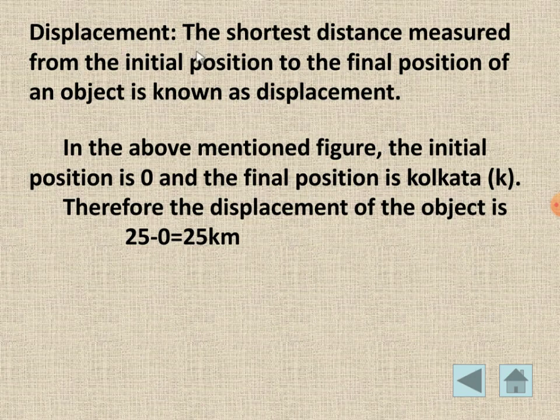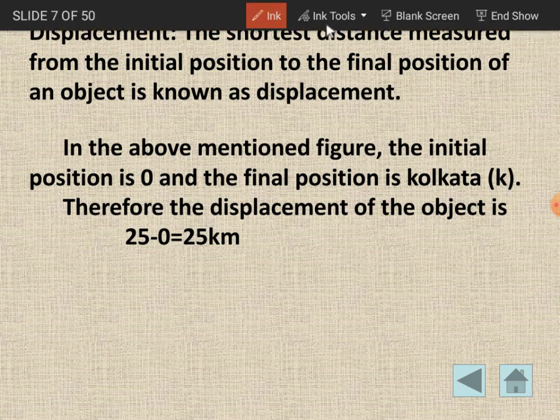Next, displacement. The shortest distance measured from the initial position to the final position of an object is known as displacement. In short, you can say the shortest distance drawn from the initial to the final position. Got it? That is known as displacement. It is a vector quantity. If it is a vector quantity, then it will have its magnitude as well as direction. If it is a vector quantity, it will surely have magnitude and direction.